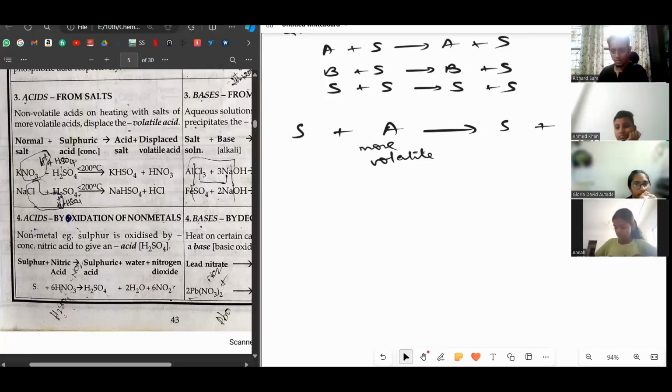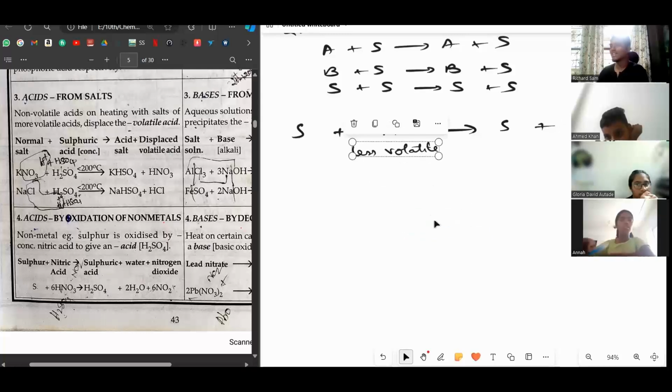Wait, I think I said it the other way. Sorry. Okay, the acid that you're using should be a less volatile acid, and you can only produce a more volatile acid than what you're using.